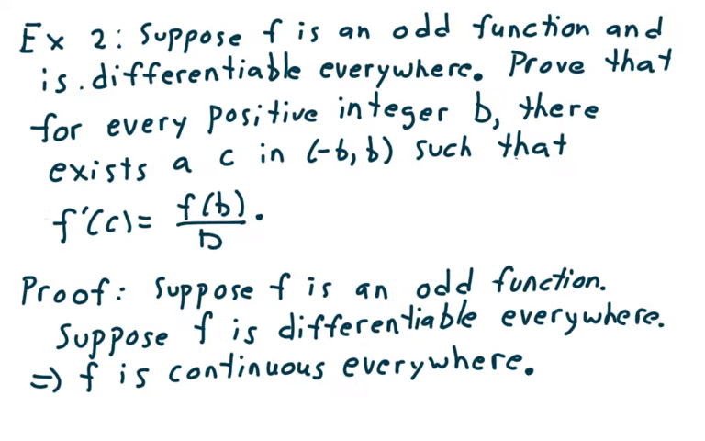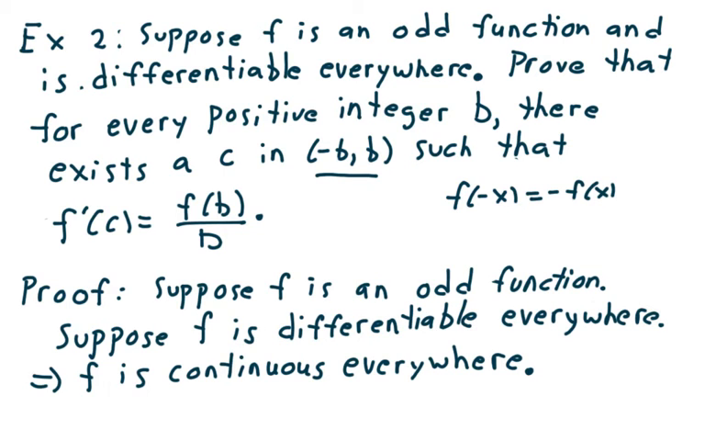Okay? Now, in example 2, suppose f is an odd function. And what it means to be odd is that f of negative x is the same as negative f of x. So f is an odd function and differentiable everywhere. Prove that for every positive integer b, there exists a c in (negative b, b) such that f prime of c is f of b over b.